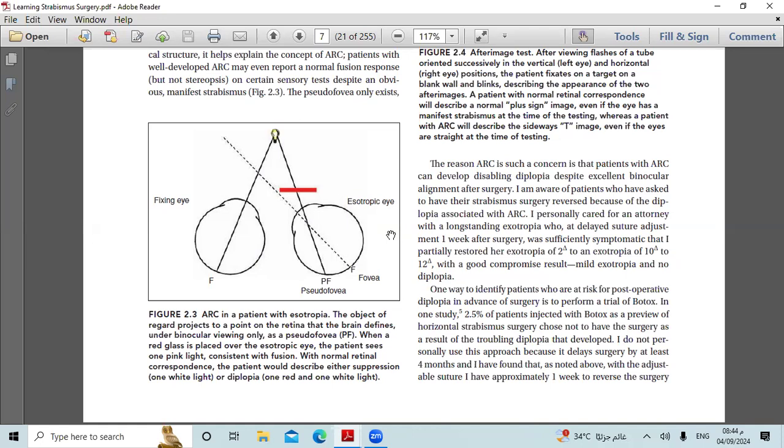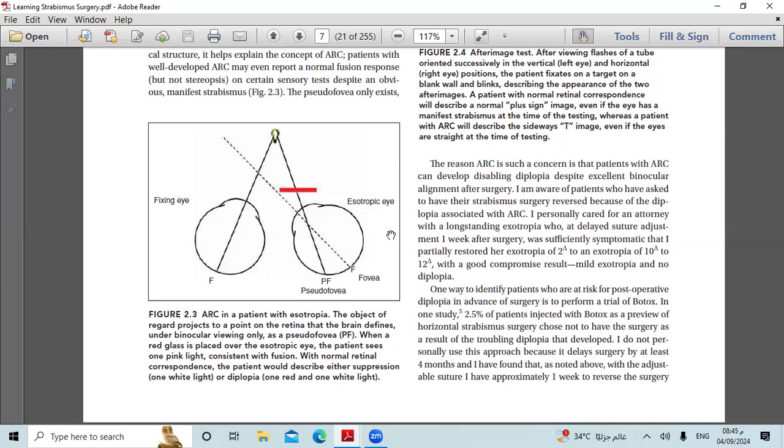I'm aware of patients who have asked to have their strabismus surgery reversed because of the diplopia associated with ARC. I personally cared for an attorney with long-standing exotropia who, at delayed suture adjustment 1 week after surgery, was sufficiently symptomatic that I partially restored her exotropia, from 2 prism diopters to an exotropia of 10 to 12 prism diopters, with a good compromise result: mild exotropia and no diplopia.